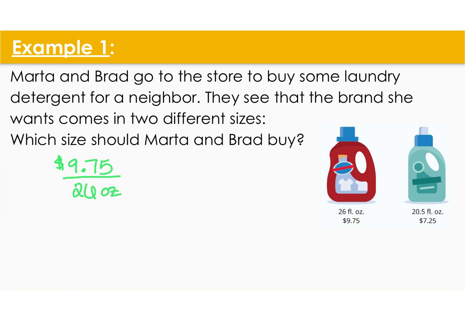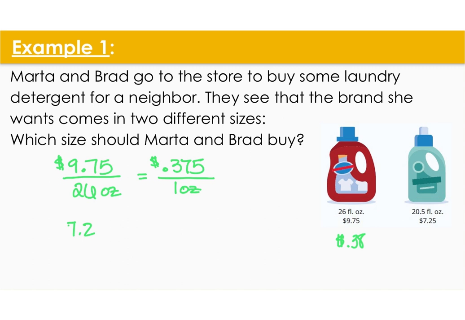Then we've talked about the fraction bar is just division. So we're going to take $9.75 and divide it by 26 and find out that it is 0.375, which we would round to 38 cents per 1 ounce. So 1 ounce of the red brand costs 38 cents.